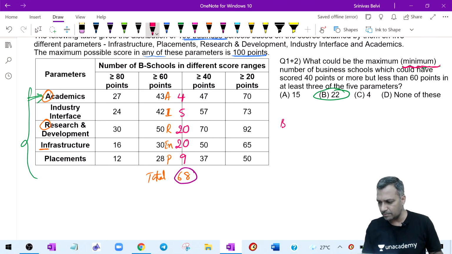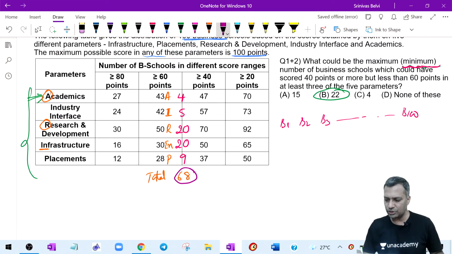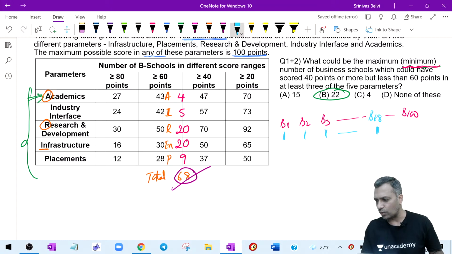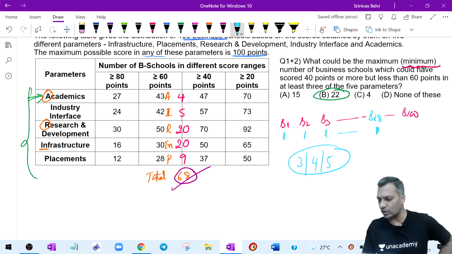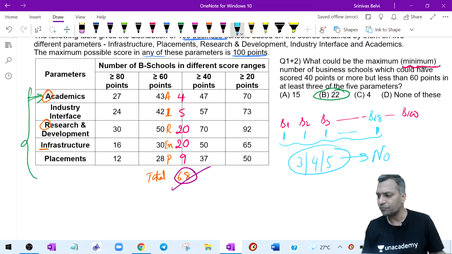What do you do? Okay, there is a business school 1, there is a business school 2, there is a business school 3. How many business schools you have? 100 business schools you have. How many tokens you have? 68. Give everybody one. You give one, one, one like this. Go to B school number 68, 1. But point is what? Does anybody have 3 tokens or 4 tokens or 5 tokens? No, nobody has 3 or 4 or 5 tokens. Therefore, the minima is 0. So that's a no-brainer.